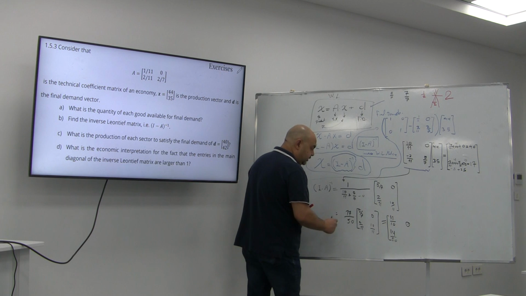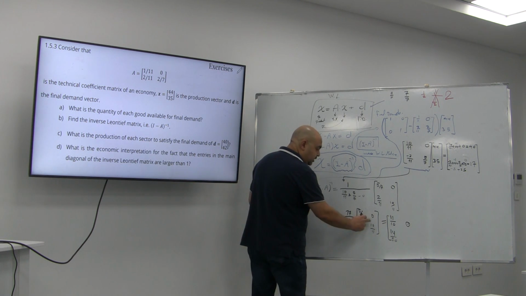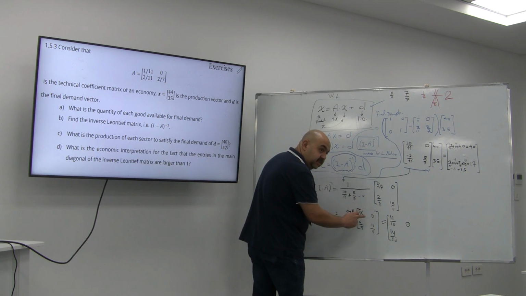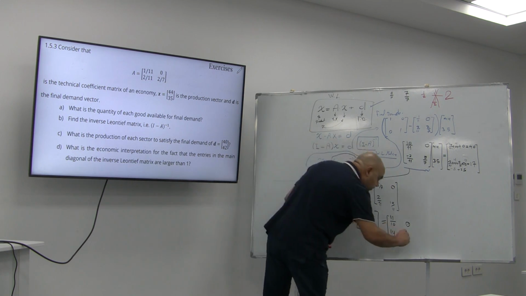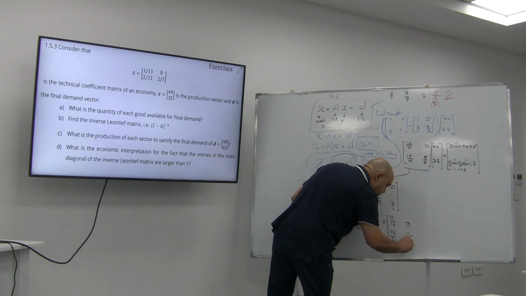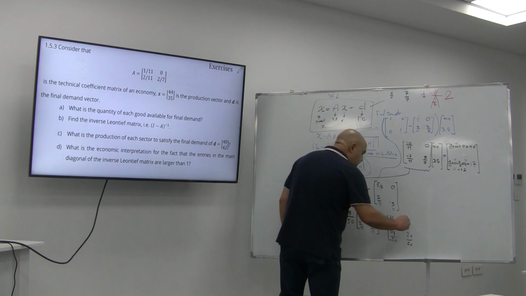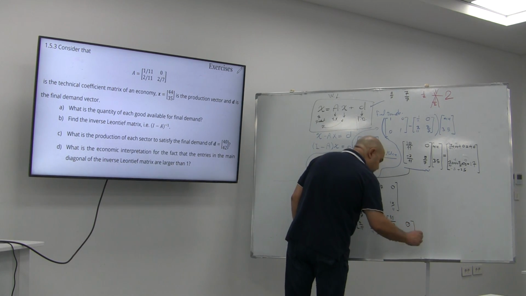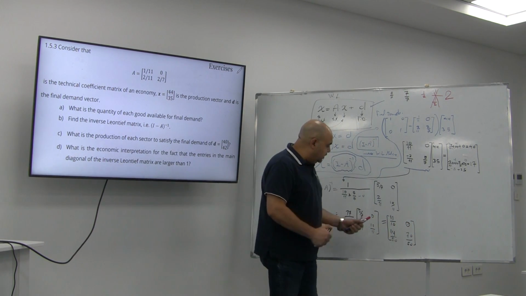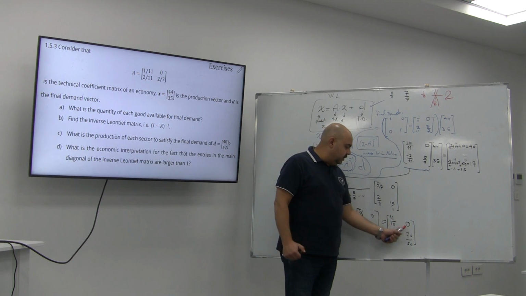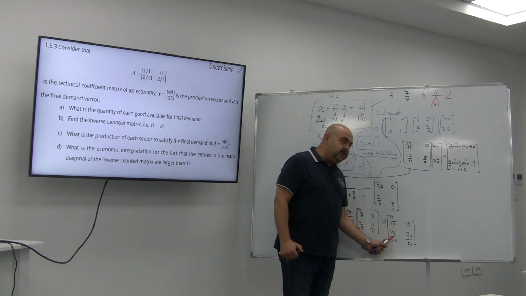Okay, for the other part, 77 times 10 over 11. 11 with 77, you will have 7. 7 times 10, so it's going to be 70 over 50. This is the inverse Leontief matrix, which states that we have 11 over 10, 70 over 50, and this is going to be 7 over 25.